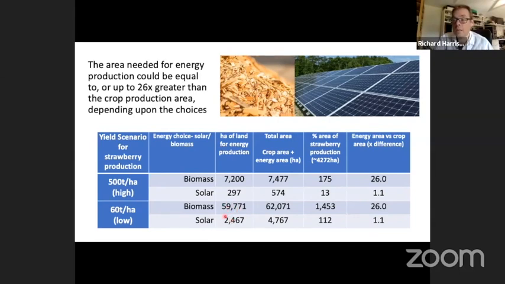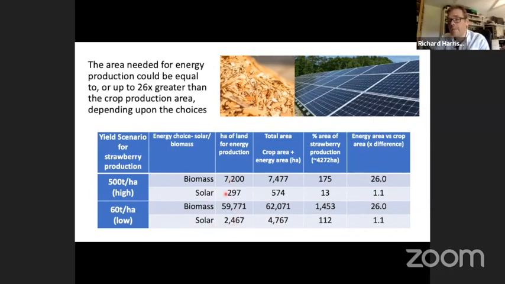And in terms of solar, you'd need about 2,400 hectares. So that's about half the area that's used at the moment in terms of growing strawberries. You just need that to generate solar. You would never use just solar power to run a glasshouse, but it's just an illustration about the onward effects that it has on land use.